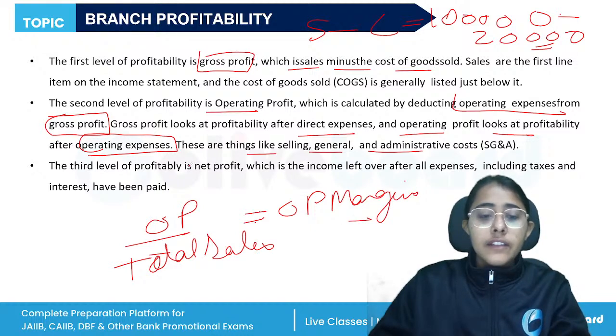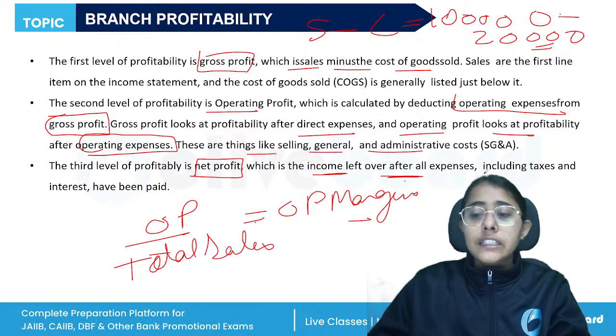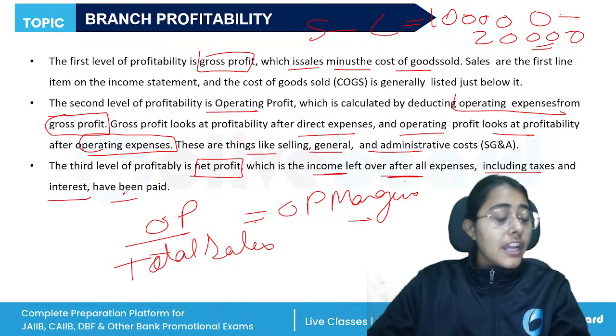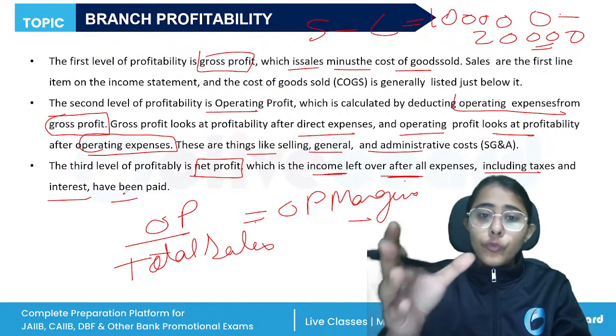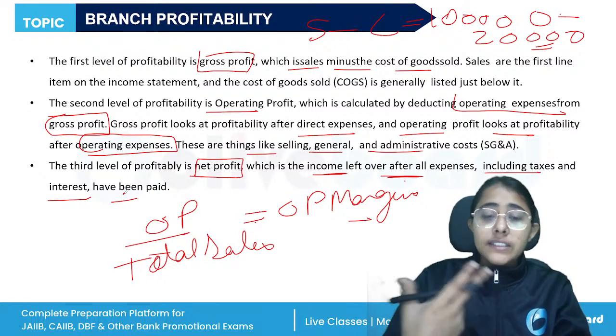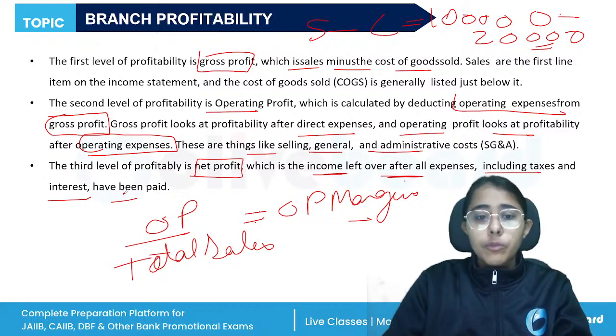And then the third level of profitability is the net profit, which is the income which is left after all the expenses, including taxes and interests that have been paid. So interest and taxes, these are also expenses which have to be incurred by the bank. So when we finally deduct all the expenses, then the income which is left is known as the net profit.